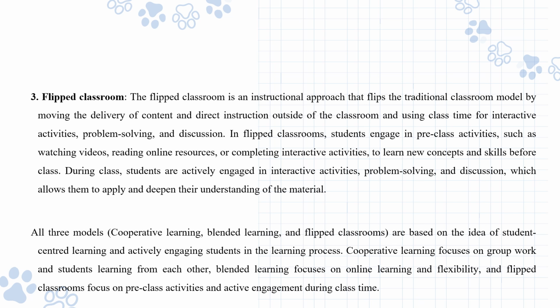All three models, cooperative learning, blended learning, and flipped classrooms, are based on the idea of student-centered learning and actively engaging students in the learning process. Cooperative learning focuses on group work and students learning from each other. Blended learning focuses on online learning and flexibility. And flipped classrooms focus on pre-class activities and active engagement during class time.